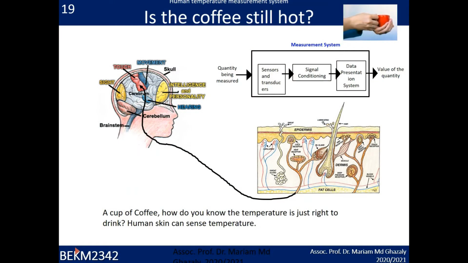So let's look at an example of a measurement system. We have here an example of a human temperature measurement system, and you can see that our epidermis, our skin, is actually the sensor that gives the signal to our brain to move our hand. This represents an example of a measurement system, where our skin is the sensor.